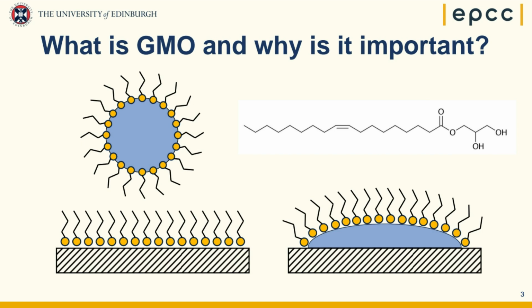The tails like to face the oil. So whenever there's any kind of water contamination in the oil, what will happen is the GMO will form tiny reverse micelles around the water droplets. In the image on the top left, what you'll see is a tiny water droplet and then the GMO wrapping around with the tails facing the oil. The oil is not shown.